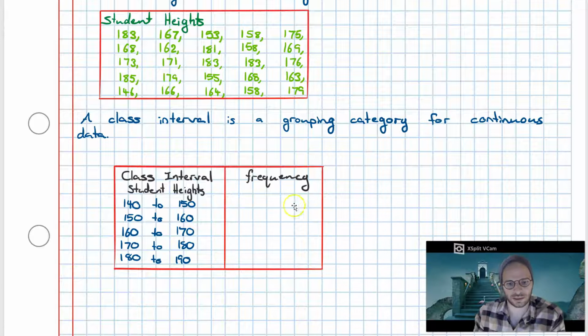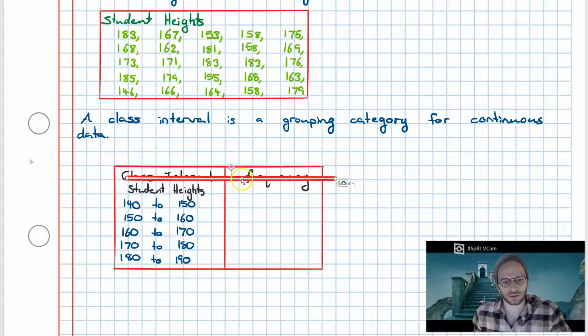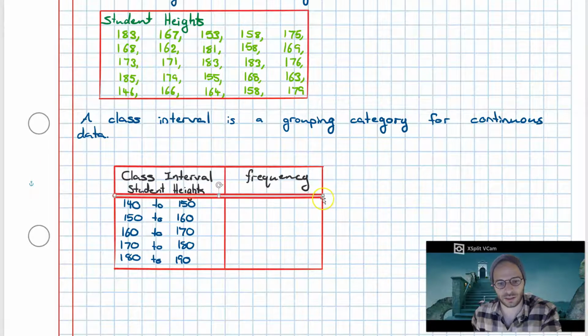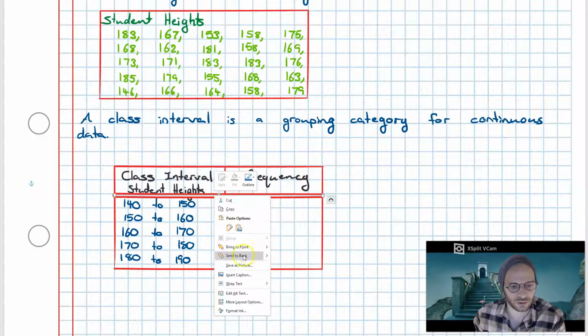Now, when we design these tables, it's always a good idea to rule everything up with a ruler. Reason being is it keeps it nice and neat. And if we have neat working out, then it makes our working out easier to understand by different people. So it's always a good idea to use a ruler for this stuff.